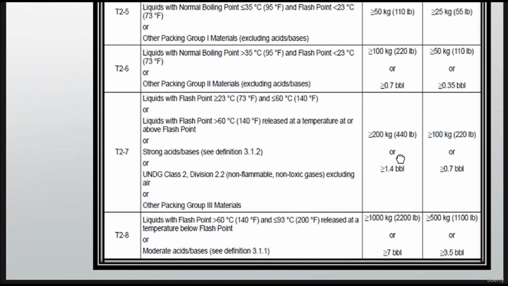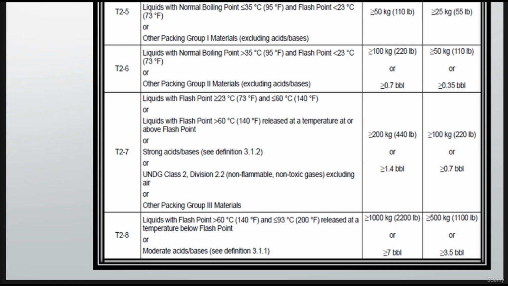And here we have another additional level of the process safety event, which is Tier 2-8, which will be for liquids with flash points over 60 degrees centigrade, okay, and less than 93 degrees centigrade released in a temperature below flash points, or it will be for moderate acids and bases.